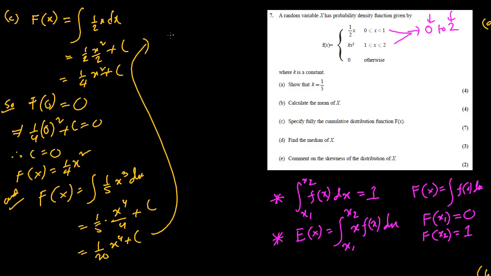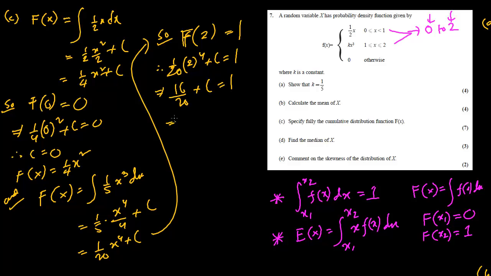Now remember, we have the upper limit, which is really 2. So F at the upper limit, the total probability, is 1. Therefore 1/20 times 2 to the power 4 plus c equals 1. 2 to the power 4 is 16. 16/20 plus c equals 1. And c equals 1 minus 16/20. 4 4s are 16, 4 5s are 20, so this is going to be 1/5. So c is 1/5. Therefore we can write F(x) equals 1/20 x to the power 4 plus 1/5.